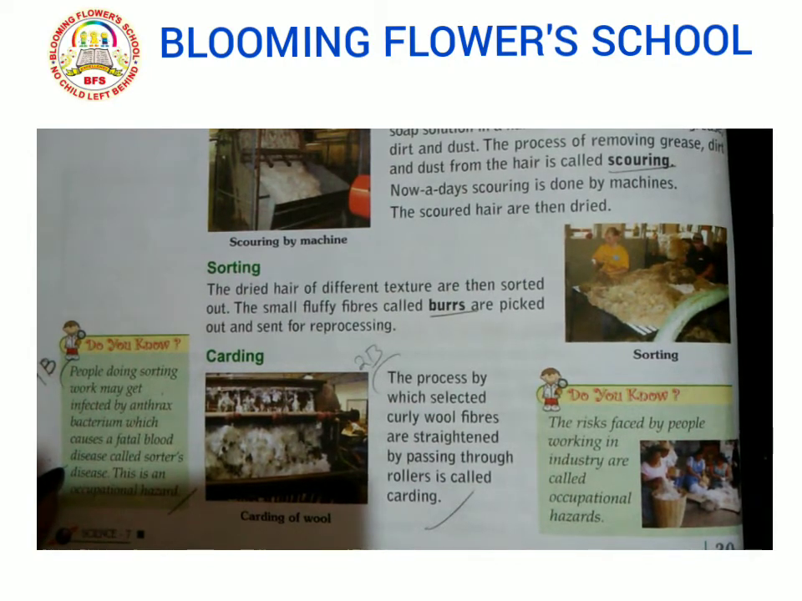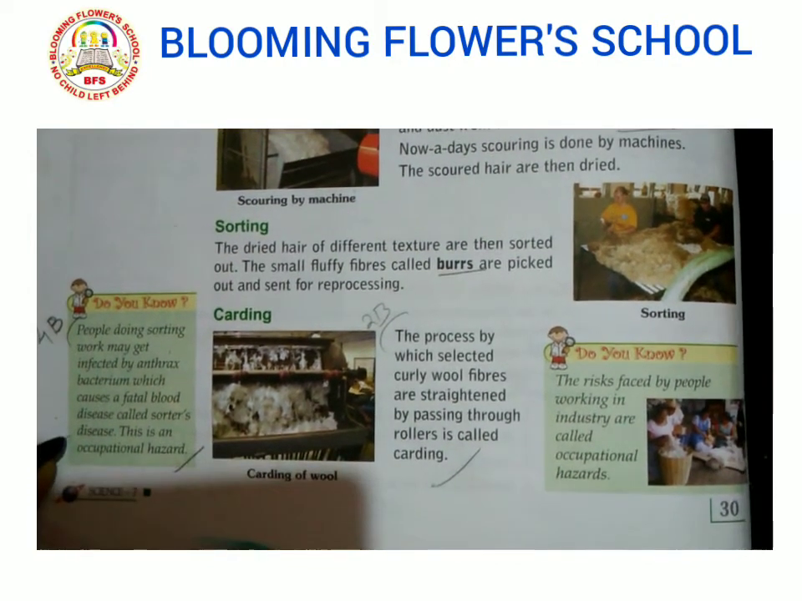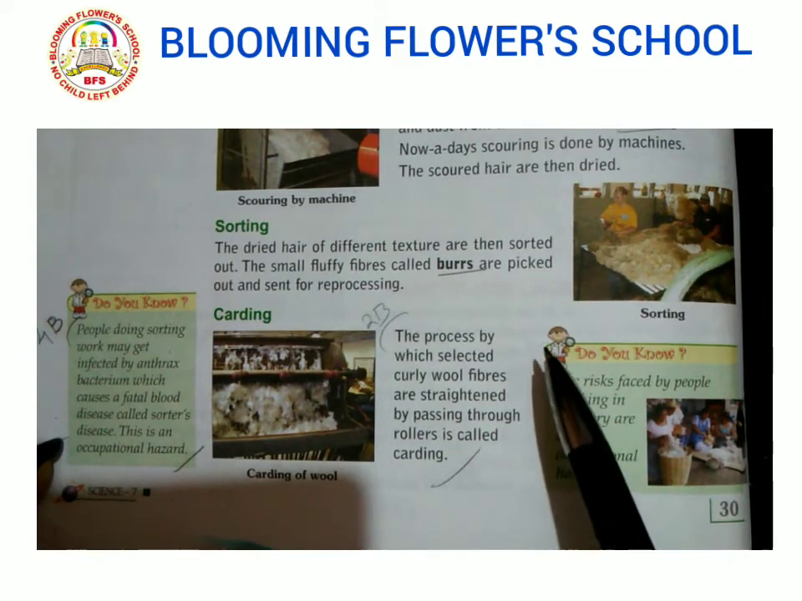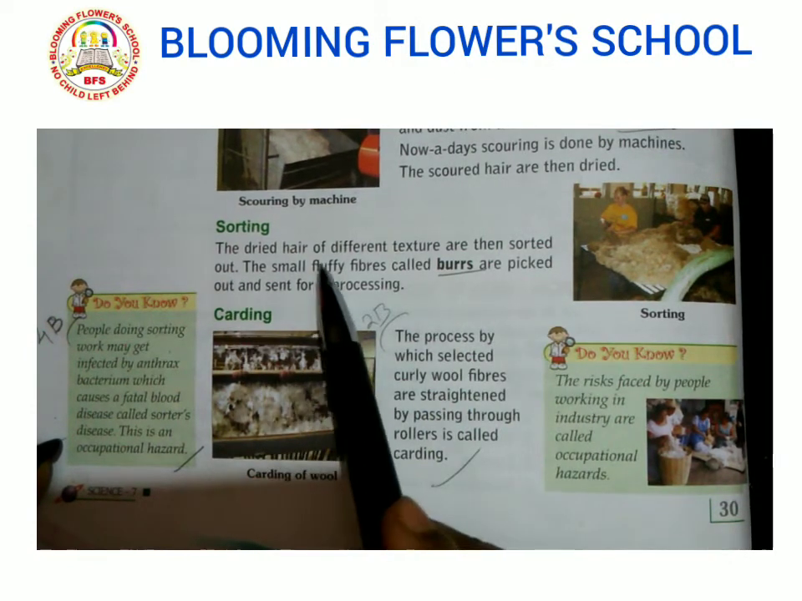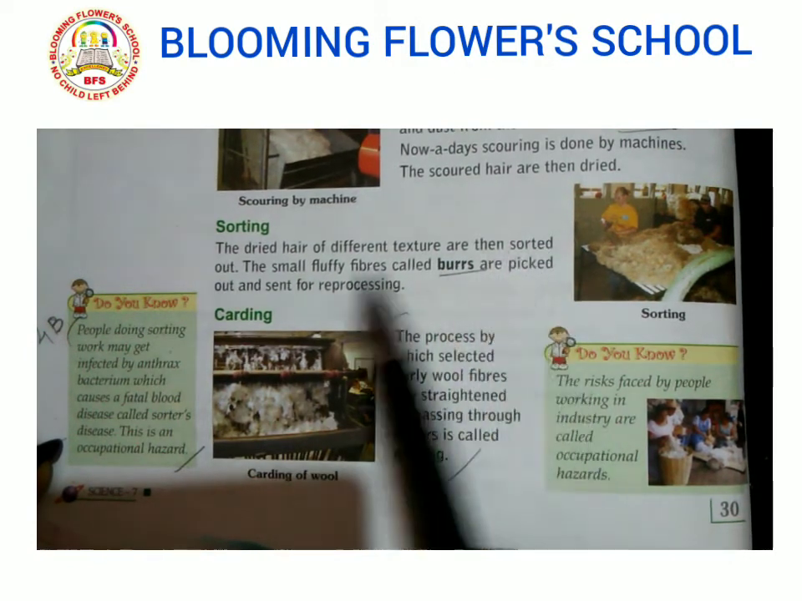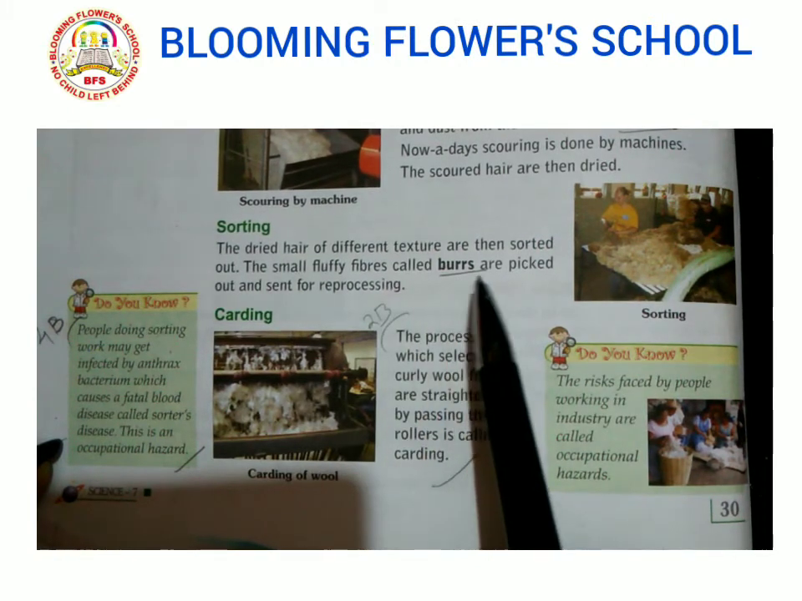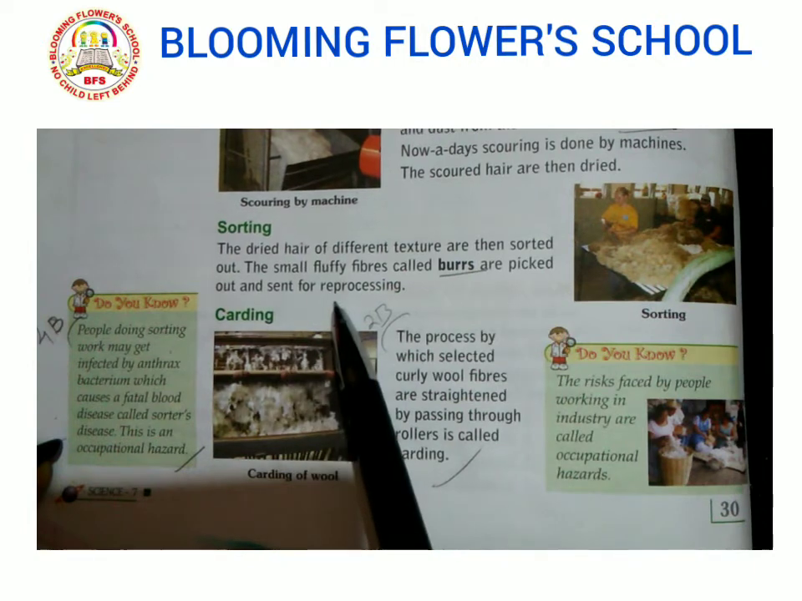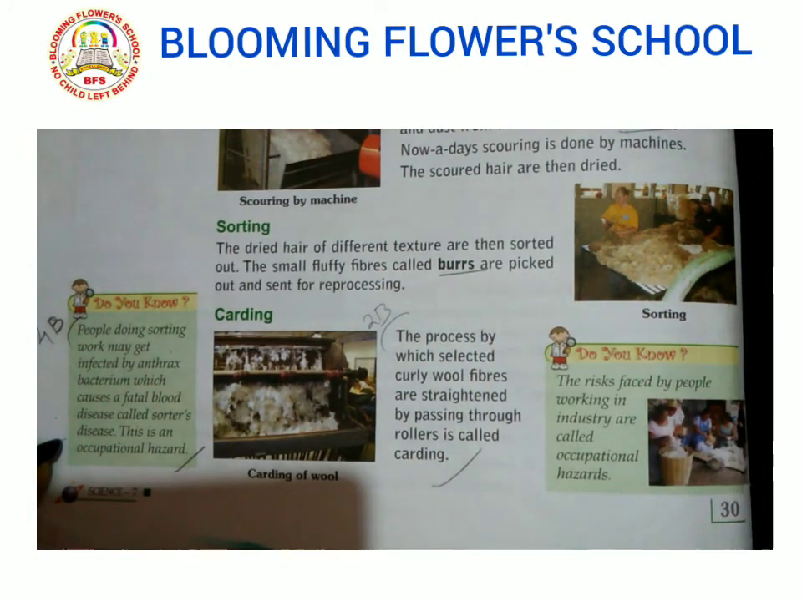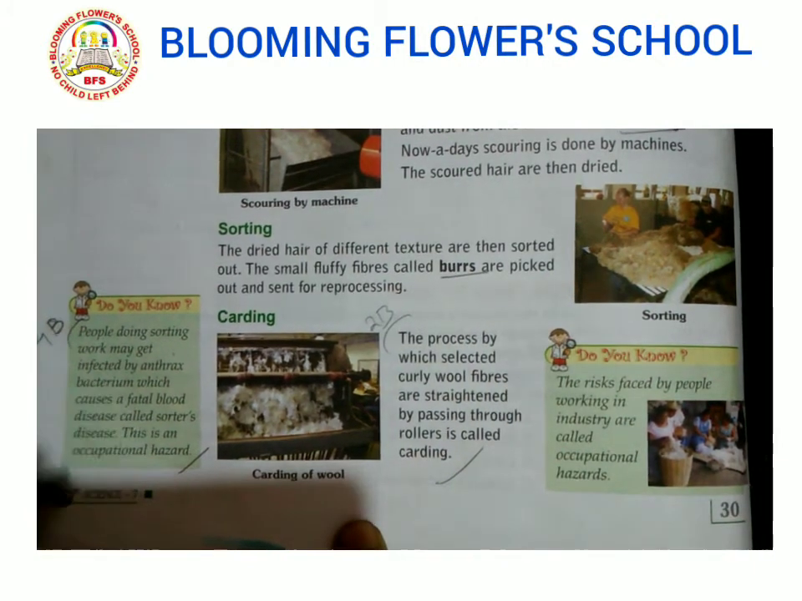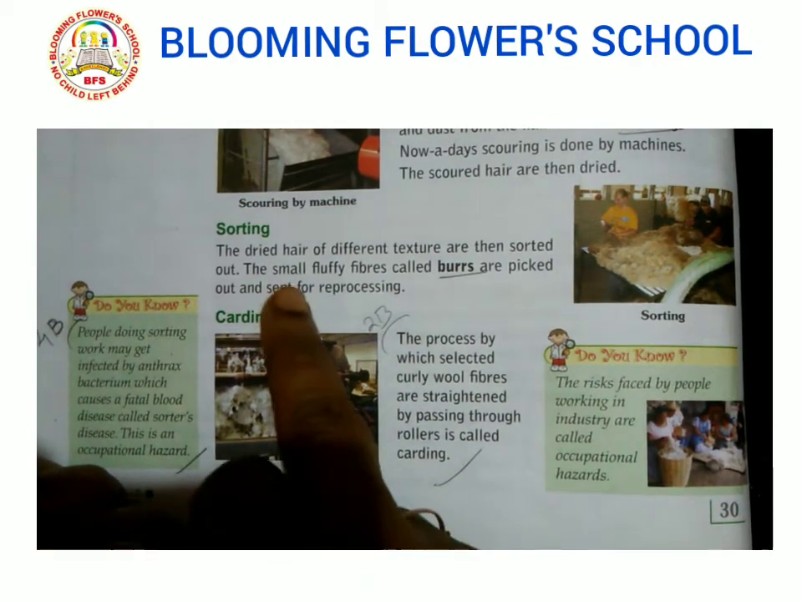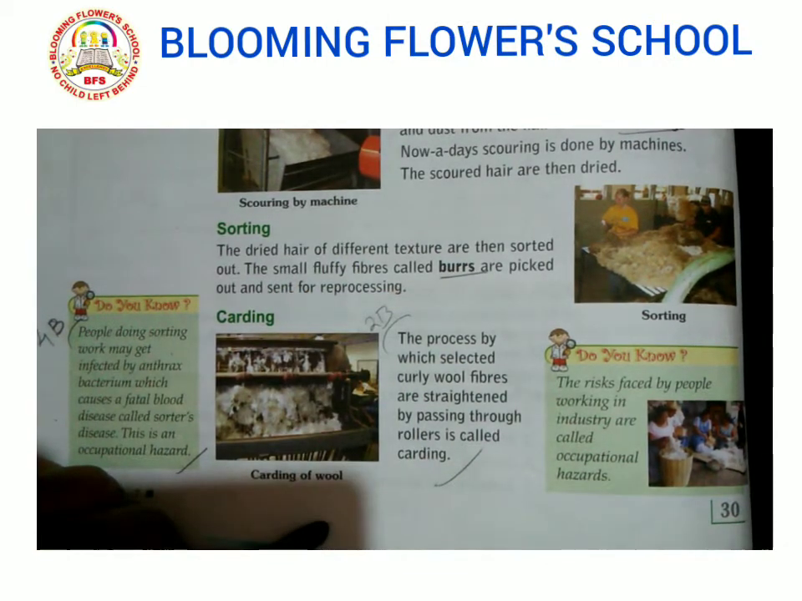Sorting material, generally we use a word. What is the meaning of sorting, ma'am? So what you do is dried hair of different textures are then sorted out. The small fluffy fibers are called burrs and then picked out and sent to reprocessing. What we do is after drying those fleece, dried hair of different textures.